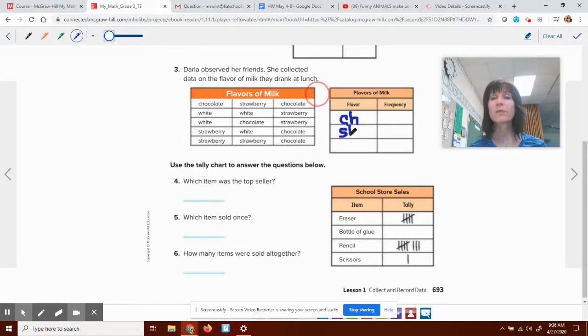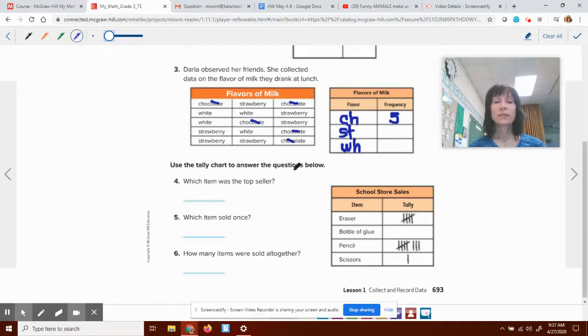Now you can write out the whole word, but again, Mrs. Swint's pen doesn't work quite as well. And the only other milk is white. So we have 3 choices. Now this is how we're going to do this particular one. We need to count now. 1, 2, 3, 4, 5. I have 5 of our friends who like chocolate milk the best. Now you go ahead and count up the strawberry and the white.